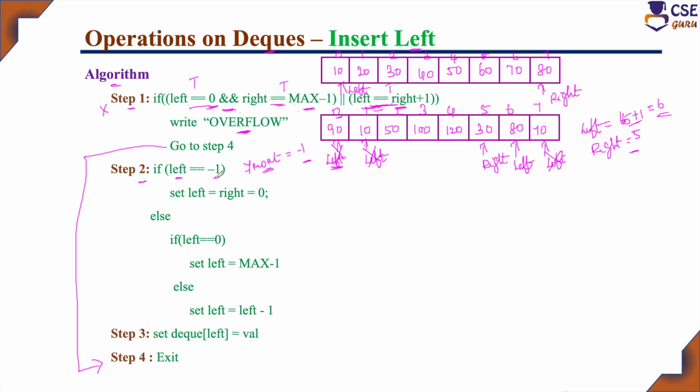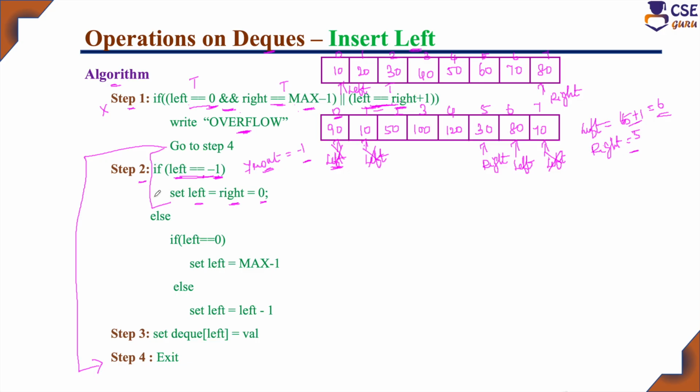If left is minus 1, in the sense the DQ data structure is empty, you need to set the left and right pointers to the 0th memory location and place the element. So whatever element you want to insert now is the first element you are going to place in the DQ data structure. That is the meaning: previously the data structure is empty. This is the condition for DQ is empty.